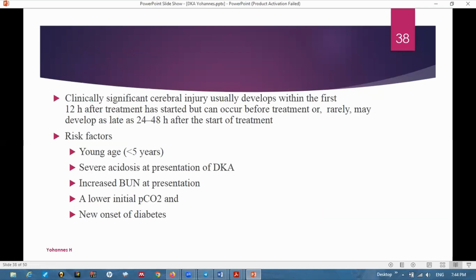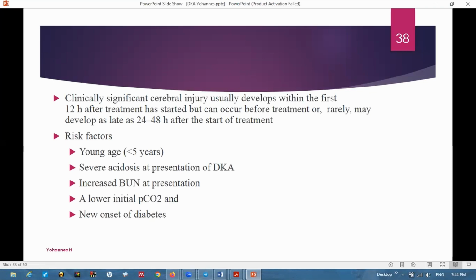When you see the clinical risk factors, as I said before, most of the time cerebral edema will happen after 4 to 12 hours, but it can be delayed as late as 24 to 48 hours. In some patients, they can also present initially with cerebral edema. It's rare, but it can happen. Some theories suggest that some patients have a genetic predilection for cerebral edema.